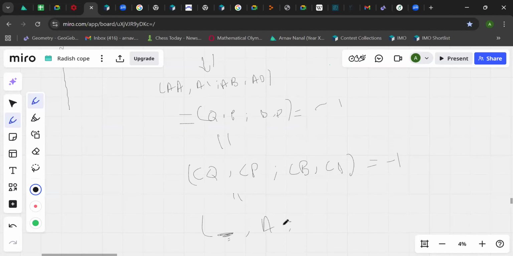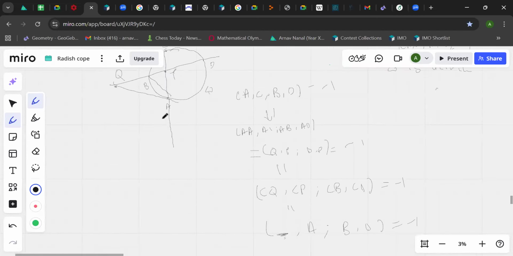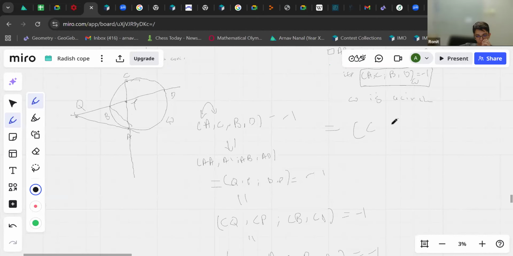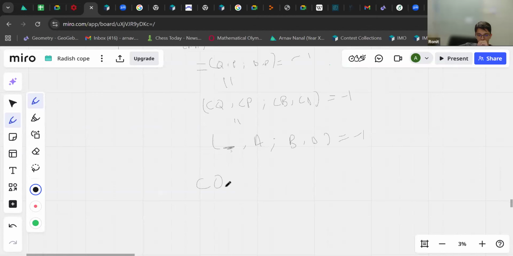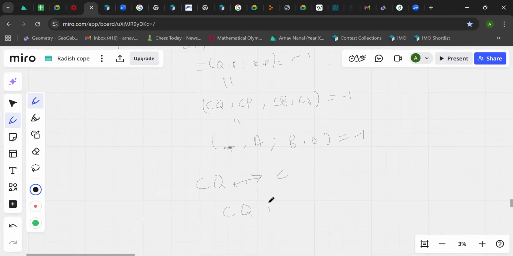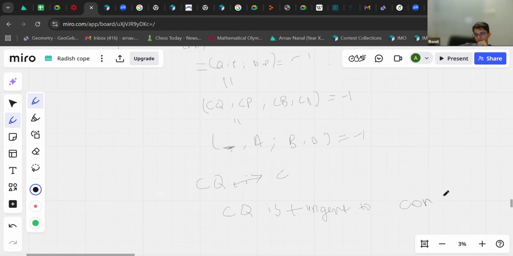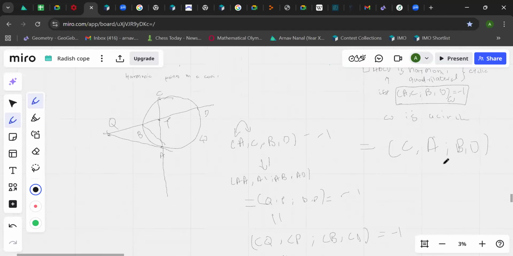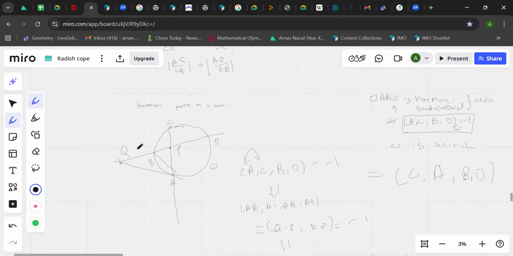This is A, this is B, this is D, equal to -1. But since it is -1, we know that we could swap these two, right? So this is also equal to (C, A, B, D). So your mystery thing is C. CQ actually maps to C, which means CQ is tangent to the conic. Does it make sense? Yeah. So what we actually have here is the same tangent, and the same for B and D.